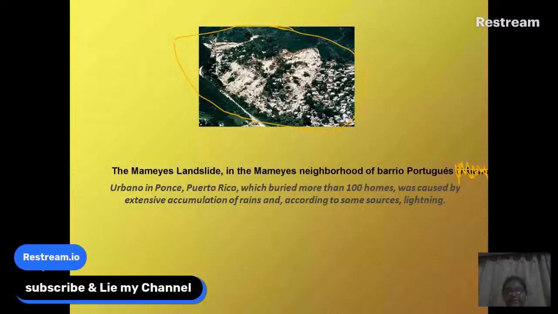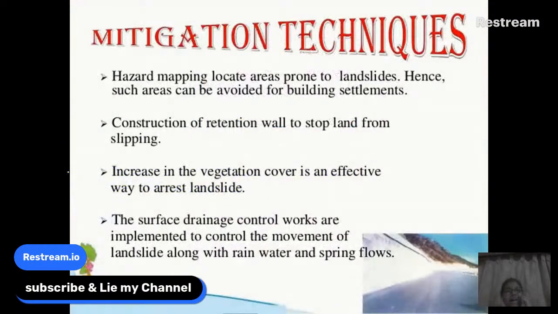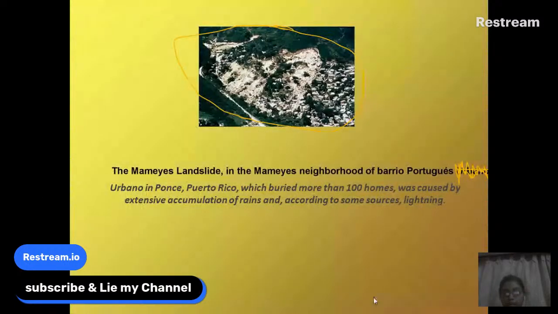Okay, next one is the mitigation techniques. But before that, we'll learn about something else too. I will give you a very small case study. As you can see, a massive landslide hit Pangi village near Reckong Peo in Kinnaur. You don't have to remember the names, just imagine what I am telling.